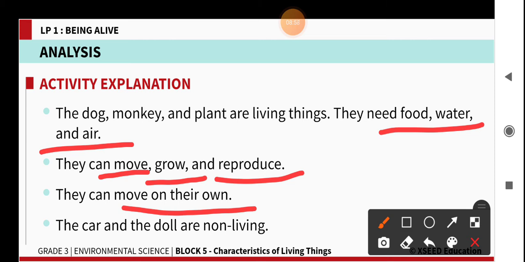And in your fun activity, car and doll. Car is a moving thing. Can we keep it in the living things? No. Why? Because it cannot grow. It cannot reproduce. It cannot use air. It's no need of food and water. That's why car is a non-living thing and doll is also a non-living thing.